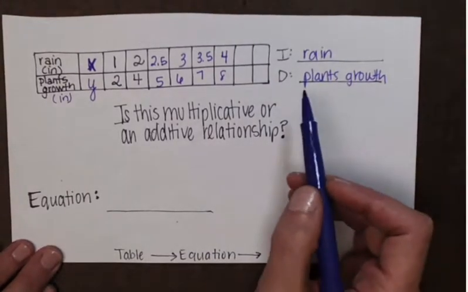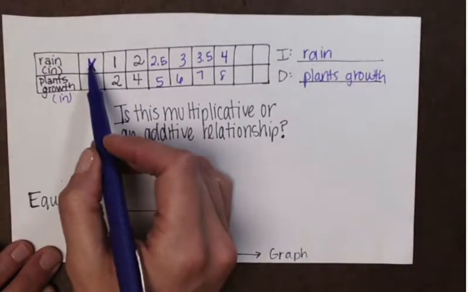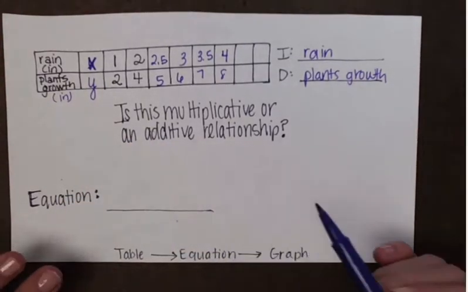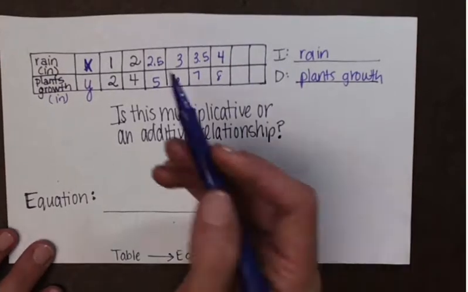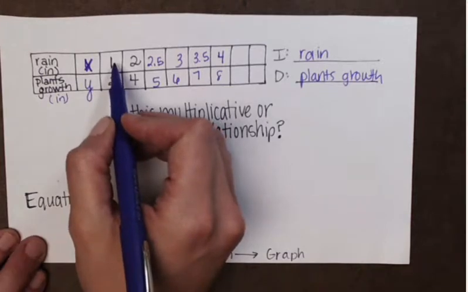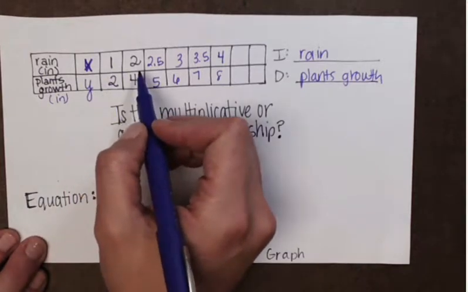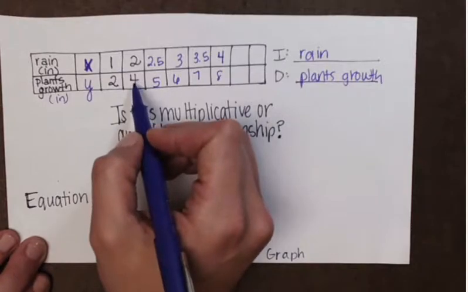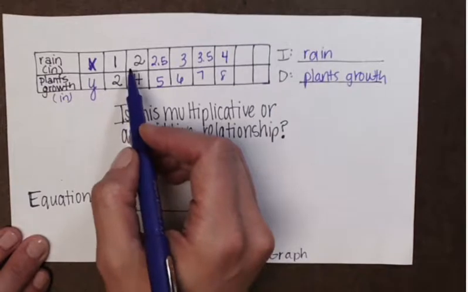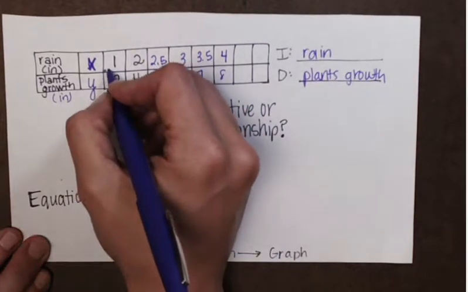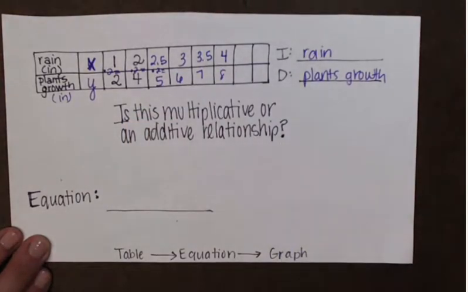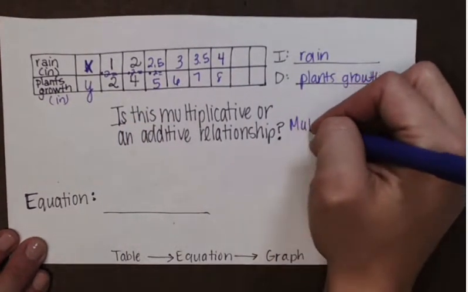Now, we've identified our independent, our dependent. Now we're going to kind of spiral back and say, okay, let's make this an equation. So is this a multiplicative or additive relationship? In other words, how do you get from x to y? So if you're looking at the relationship, 1 plus 1 is 2, but if I do 2 plus 1, is that 4? No. So it's not additive, it's got to be multiplicative. So 1 times 2 is 2, 2 times 2 is 4, okay, times 2. 2.5 times 2 equals 5. So this is a multiplicative relationship.